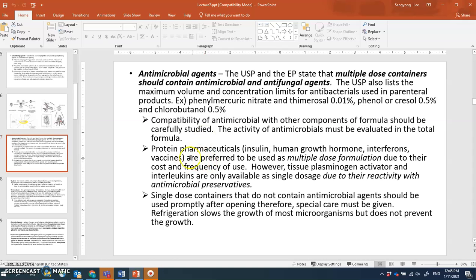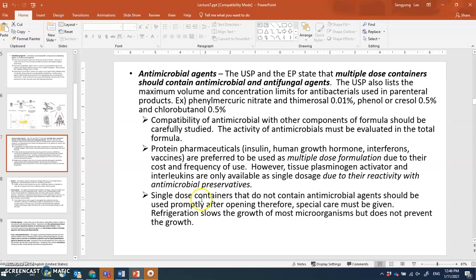Okay. And protein pharmaceuticals like insulin, human growth hormone, interferons, and vaccines, normally they are used as a multiple dosage formulation. So it's not just one shot and throw away. One formulation container may be used multiple times. That's what it means. But some other ones like tissue plasminogen activator and the interleukins are just a single dosage form. Okay, so if it's a single dosage form, you don't have to have an antimicrobial preservative in your formulation, but a multi-dosage form definitely should contain an antimicrobial component in your formulation.